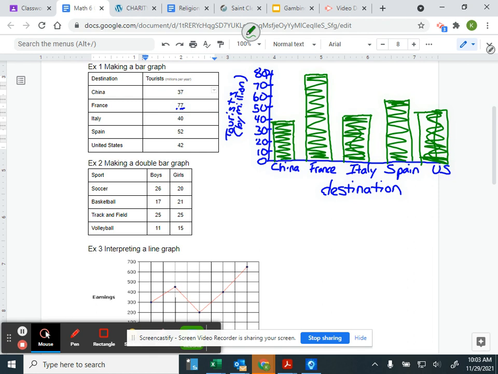There's definitely one that is the highest by far. There's some that were close, that 37, 40, 42, they were close, but that 77 we can see is very high.